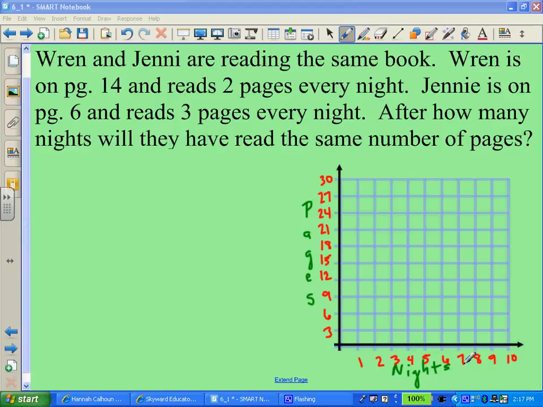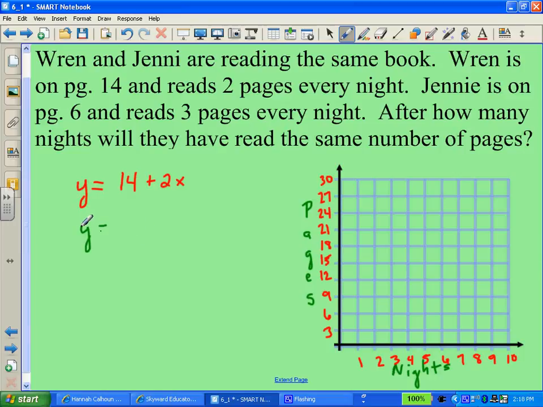Well, notice in my graph that I chose X to be the number of nights that they read and Y to be the number of pages they have read. So for Ren, pages that she has read would equal 14, because she's already read that many, plus 2 times however many nights she reads, which is X. For Jenny, her equation would be y equals 6 plus 3 times every night that she reads. So we have y equals 14 plus 2x and y equals 6 plus 3x.